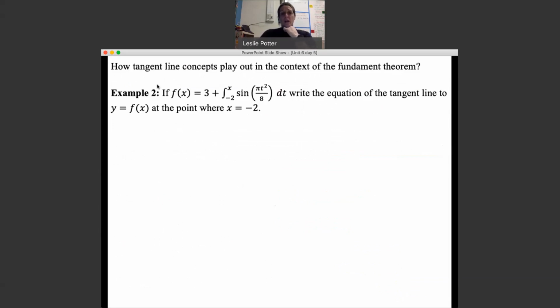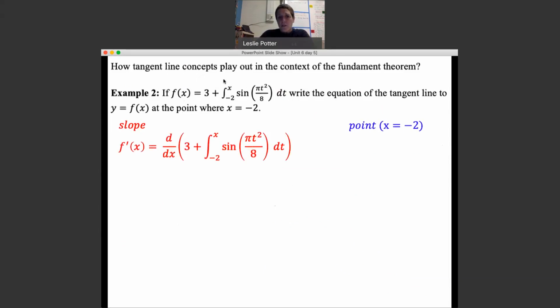Okay, let's talk about tangent lines, because we talk about writing tangent lines all the time, right? What do we need to write a tangent line? We need slope and we need a point. We already know our x-coordinate is -2. We've got to find the slope, which means we need to find the derivative of this function. In part, it's like an accumulation function. So we need to find f prime of x, which means we need to differentiate this.